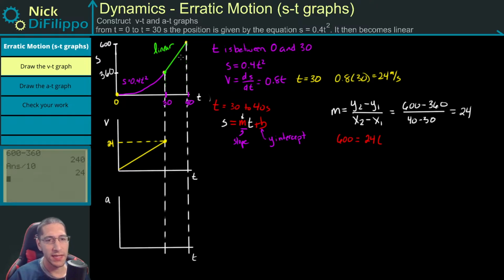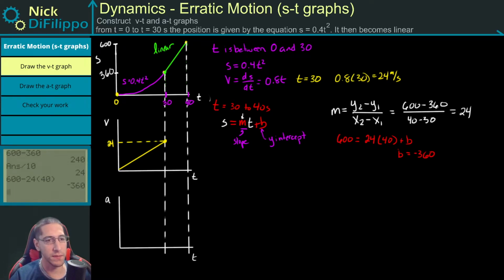So t is 40, plus b. Okay, let's solve for b. We'll have 600 minus 24 times 40, and that's equal to minus 360. So here, b is equal to minus 360.